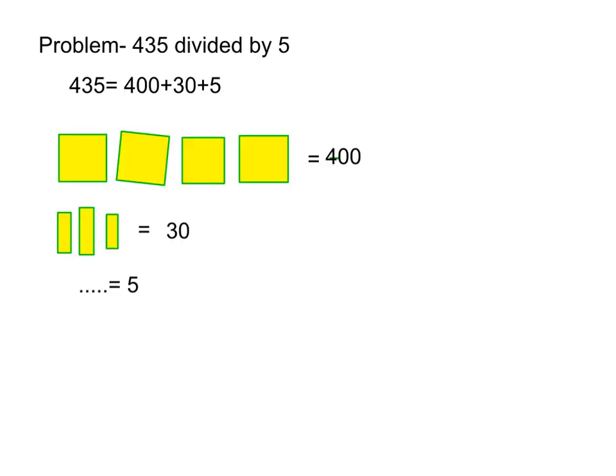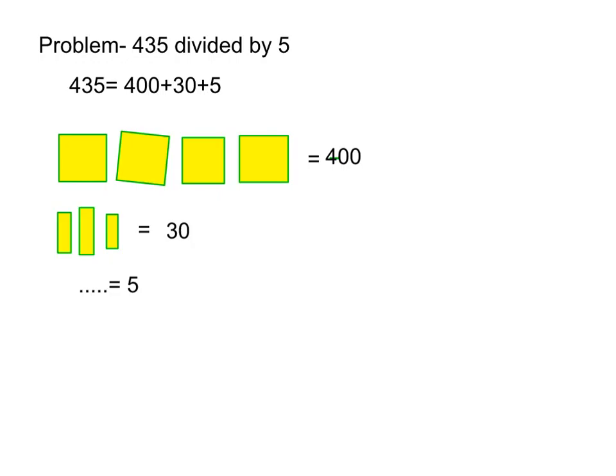We are going to learn about division. The problem is 435 divided by 5. 435 equals 400 plus 30 plus 5.